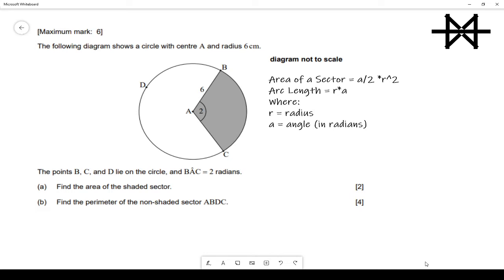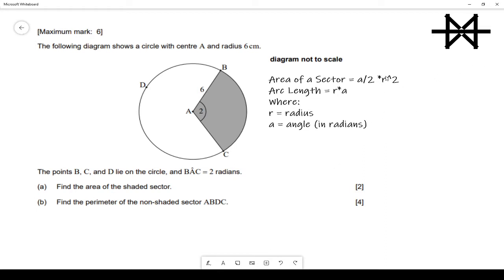Today I'll be looking at the 2018 November paper for the IB Standard Level Mathematics. This is paper 1, question 1. Let's get going. Find the area of the shaded sector. Now I've written a couple of notes here just so that you've got those formulas with you. I'll go through how to get to them at the end if you didn't already know them.